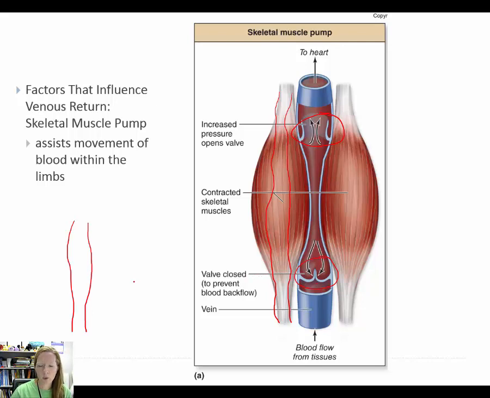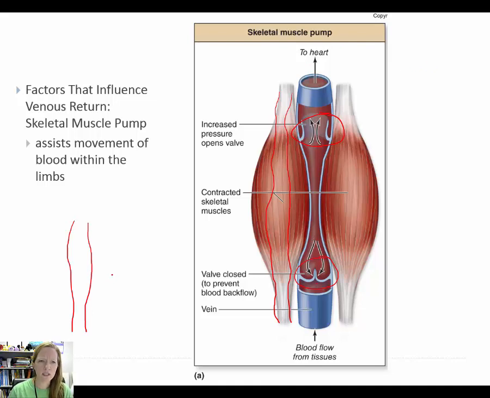That's why it's really important if you ever have to stand for a long period of time, then just make sure you kind of move your legs a little bit, because anytime that you have any kind of leg movement, you're contracting your muscles, and it's going to help squeeze and help facilitate that whole return to the heart.